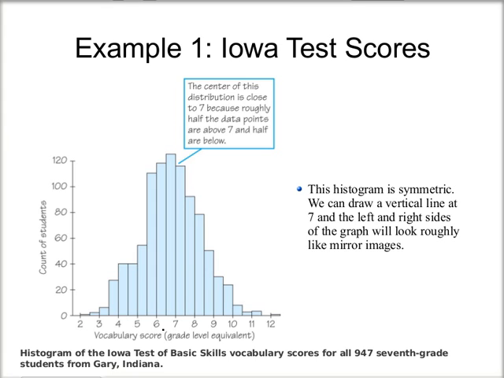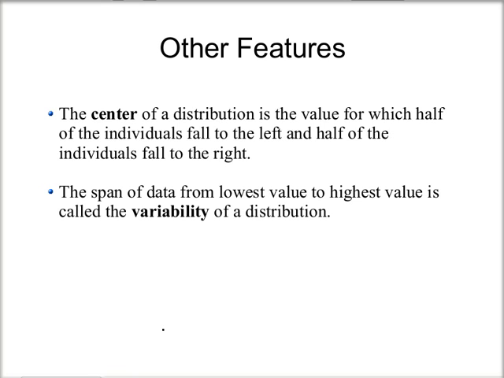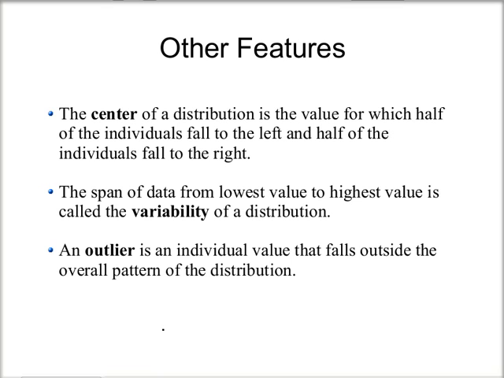What are some other features besides shape that we can look at? Well, the center of a distribution is the value for which half of the individuals fall to the left and half of the individuals fall to the right. So that's one feature, and we saw that in the last example. The center was around 7. The span of data from lowest value to highest value is called the variability of a distribution. And finally, an outlier is an individual value that falls outside the overall pattern of the distribution.